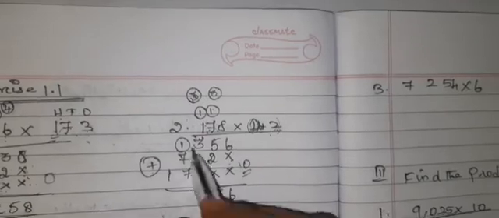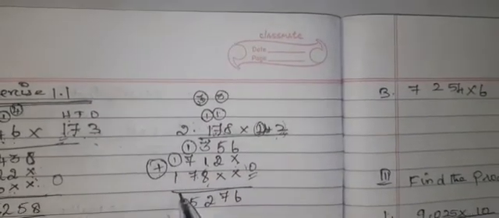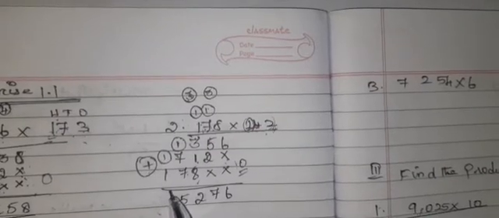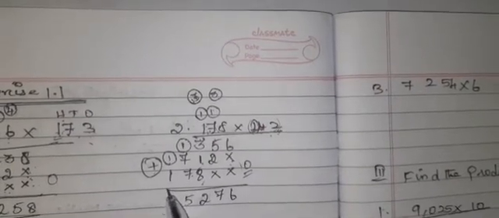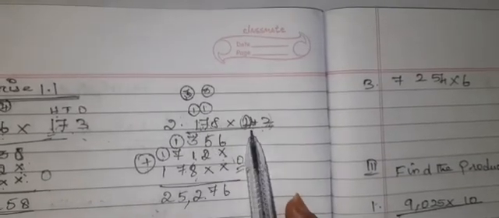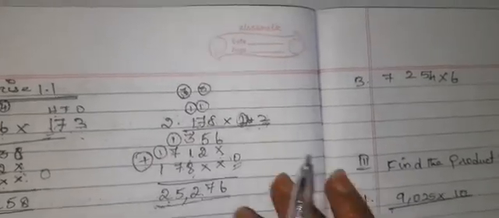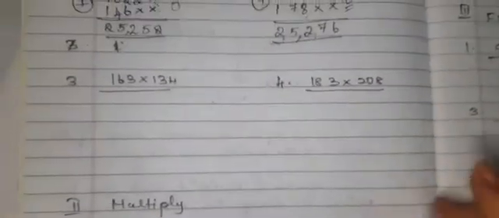7 plus 7 is 14. 14 plus 1 is 15. Again take 1 carry to the 10,000 place value. Now add 1 plus 1, so you get 2. The product of 178 multiplied with 142 is 25,276. In the same format, we are going to solve the rest of the problems.